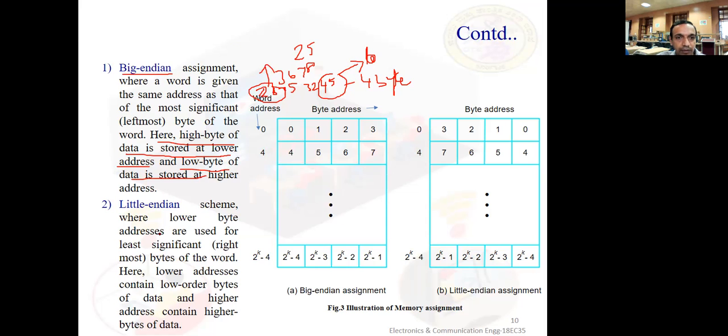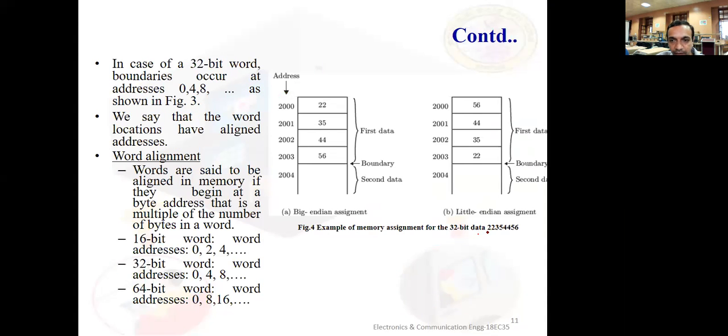So in the big endian scheme, the higher byte of data is stored at the lower address and the lower byte of data is stored at the higher address. I'll explain with an example again. In the little endian scheme, lower order bytes are stored at lower addresses only and higher order bytes at higher addresses only. Clear? So this is the general schematic, but I think it's better to explain with the example I have written here. Let us say this is the data I want to store: 22, 35, 44, 56, any random number you can take. This is the lowest byte in fact, and this is the highest byte, right?